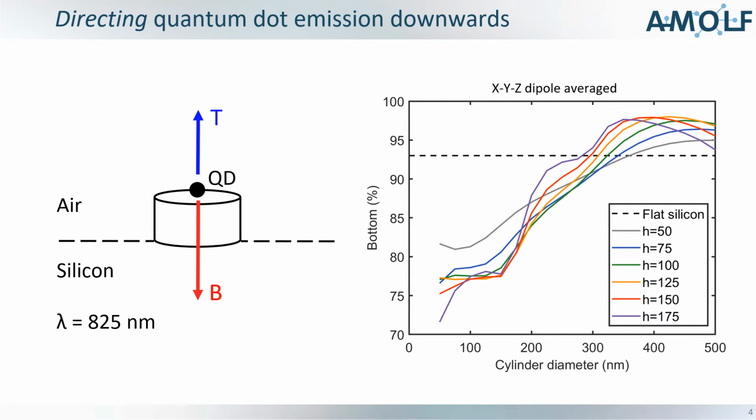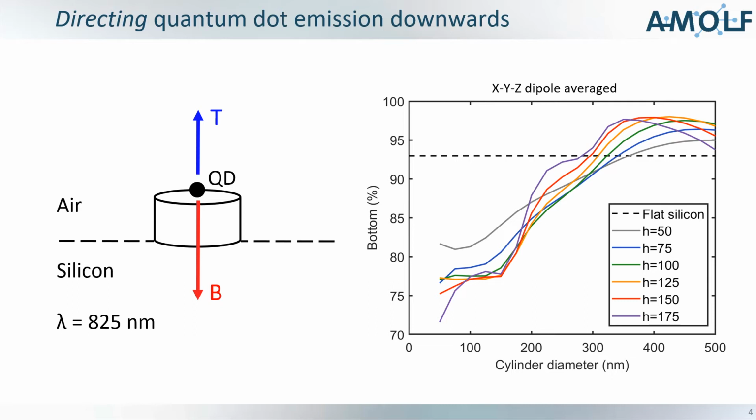And we see that in the range between 300 and 500 nanometer diameter, there are many heights for which there is more light going towards the bottom. And then there is the sweet spot at 425 nanometer diameter and 125 nanometer height, where 98% of the light is going down, which corresponds to the radiation pattern that you saw on the previous slide.